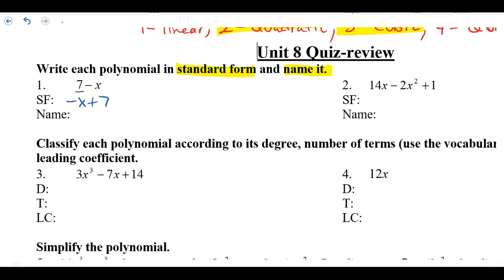Okay, the next thing we want to do is name it. In order to name it, we need to know the degree, or what the highest exponent is. Well, it's just x here, and there's no number, that means there's a 1. And remember, if our degree is 1, then it's linear.